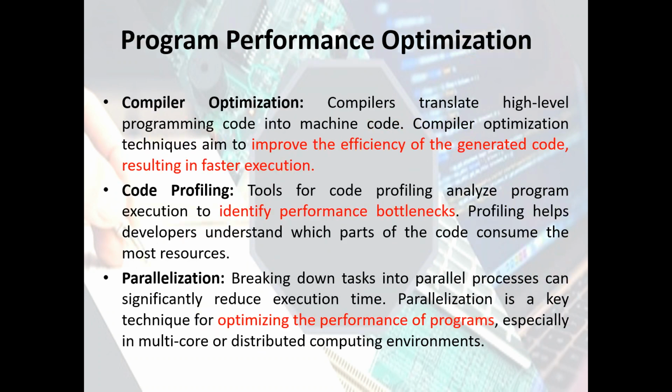The compiler organization. Compilers translate high-level programming code into machine code, and compiler optimization techniques aim to improve the efficiency of the generated code, resulting in faster execution. Code profiling. Tools for code profiling analyze program execution to identify performance bottlenecks. Profiling helps developers understand which parts of the code consume the most resources.